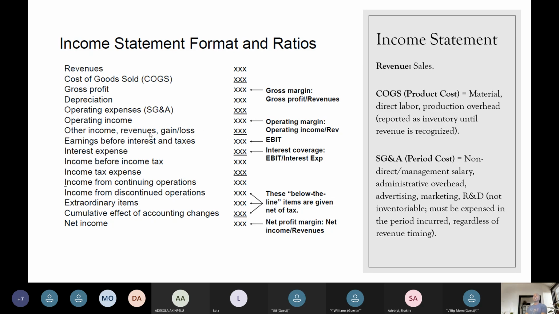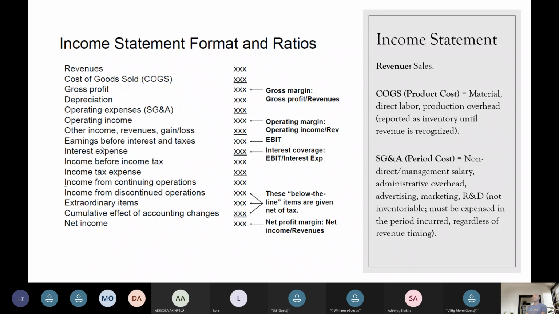Okay, now there might be some other income that is not because of the product or service they sell. Maybe they have some money in the bank, and the bank paid them some interest. That is still an income for the company, right? But it's not part of their regular income. They made it this year, but they may not make it next year. So it's not part of their regular sales. It has to be recorded as other, either gain or loss.